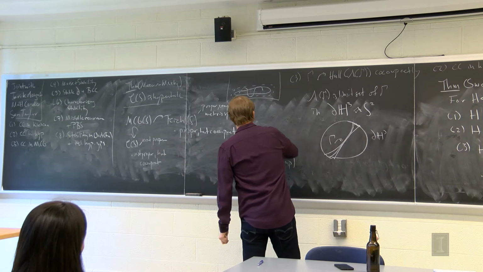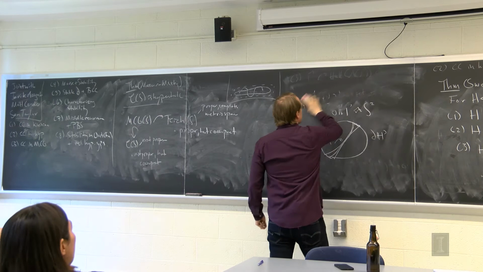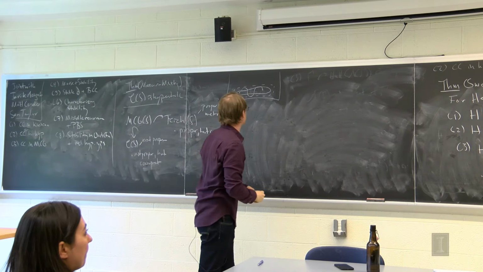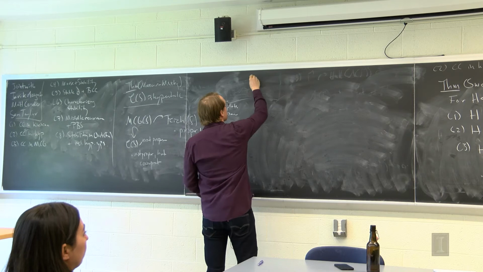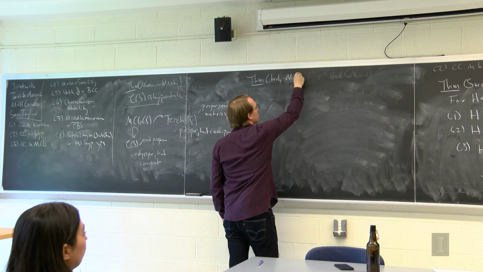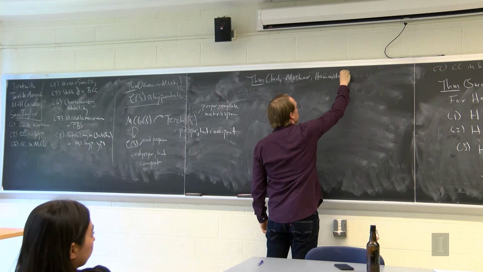So let me give you the characterization of convex co-compactness and what the definition of convex co-compactness is in mapping class groups. This is a notion first introduced by Farb and Mosher, and then it was refined further by Hamenstädt, and then Kent and Leininger were there at the same time.